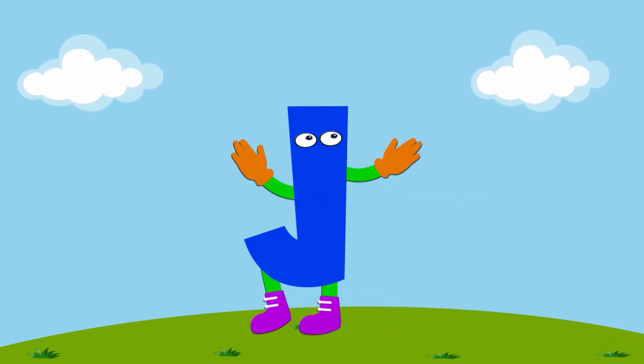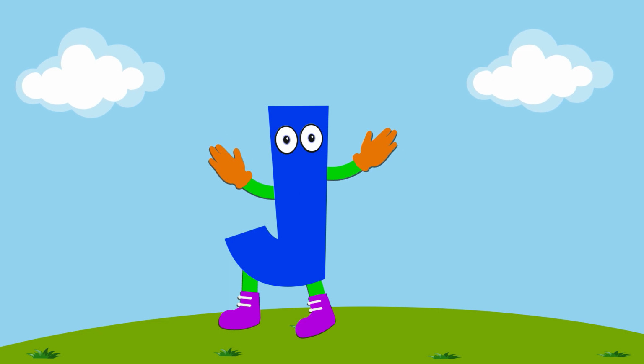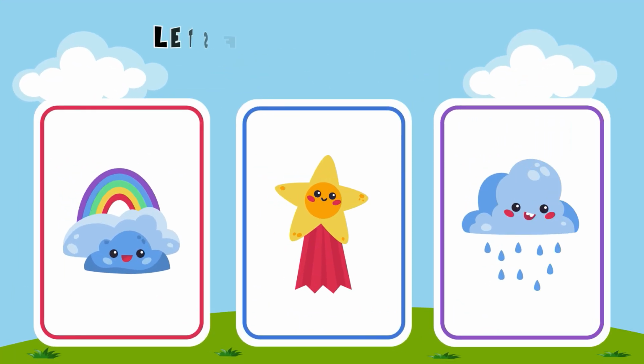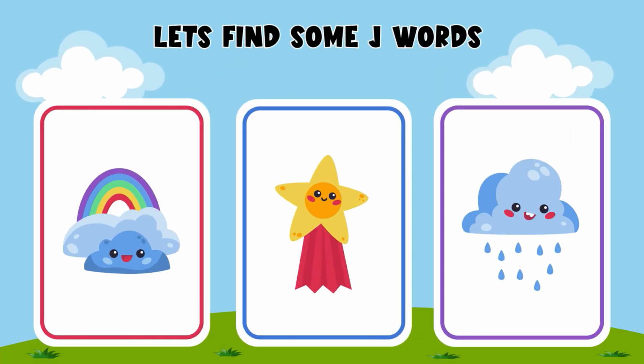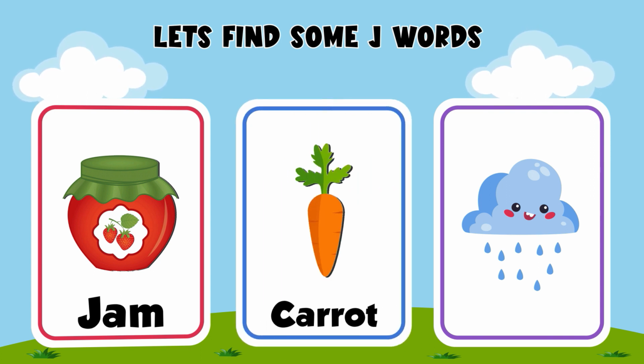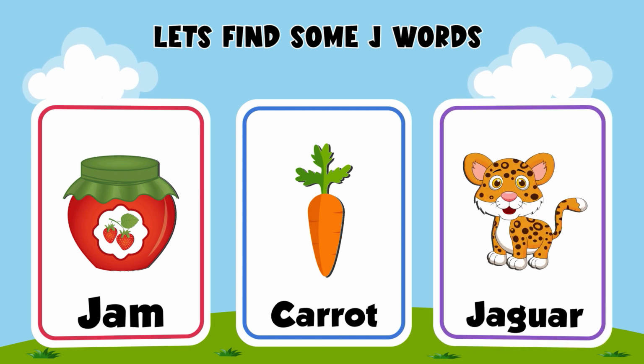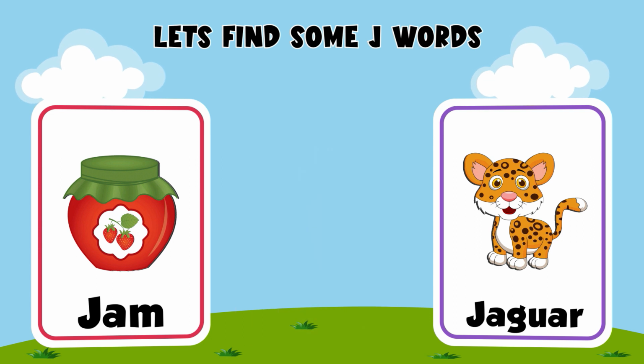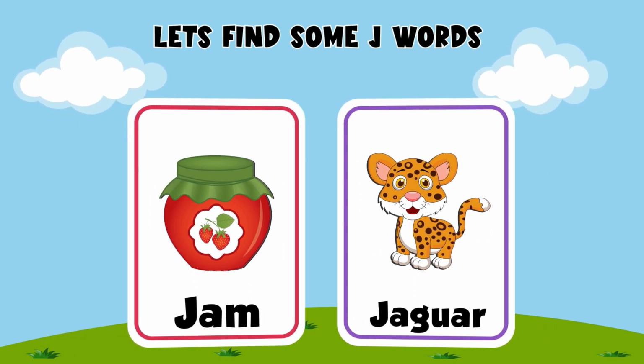This is alphabet J. Let's find some J words. Jam. Carrot. Jaguar. J, jam. J, jaguar.